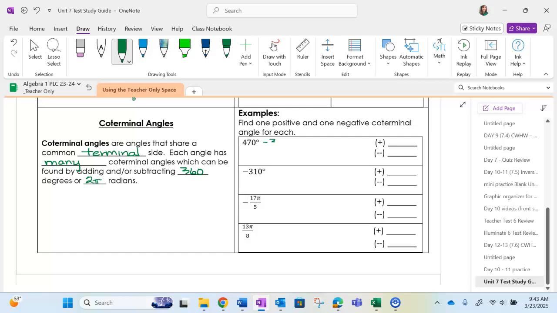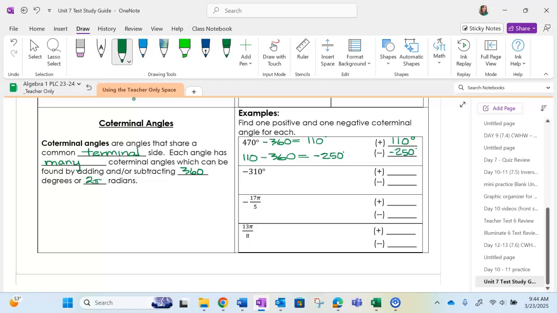But remember, I said one positive and one negative. So I'm going to go ahead and subtract 360, and I get 110 degrees. There is my positive one, 110 degrees. If I add 360, I get another positive one. Both of them are correct, but I need one positive and one negative. So this time I'm going to take that 110 and subtract 360 again, and I get negative 250 degrees. And that's what goes here. Okay? I could do it again. As long as I have one positive and one negative, please make sure you check that.